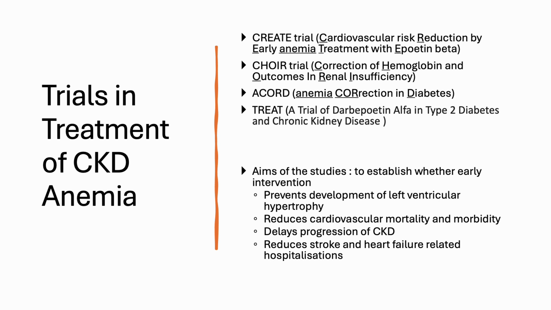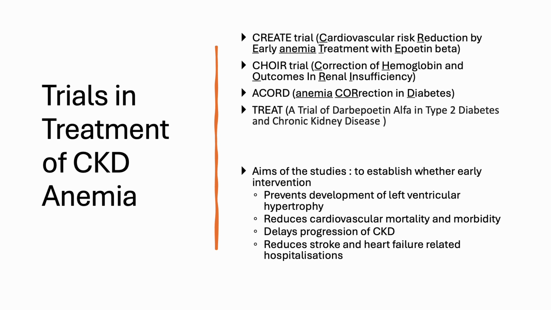There have been many trials to determine the best course of action with regard to Epogen. The most important of these trials are these three: the CREATE trial, the CHOIR trial, and the ACCORD trial. You can easily Google these names and you'll get the full results of the trials. But this recommendation of 10 to 12 grams per deciliter hemoglobin for dialysis patients is based on the combined results of all these trials. What these trials tried to achieve is whether a higher hemoglobin would prevent left ventricular hypertrophy, whether it would reduce cardiovascular morbidity and mortality, does it delay progression of chronic kidney disease, that's in non-dialysis patients, and what's the effect on stroke, heart failure, and hospitalization.